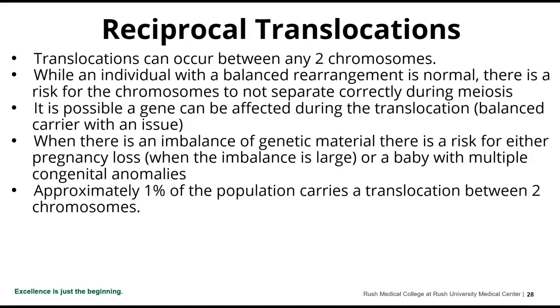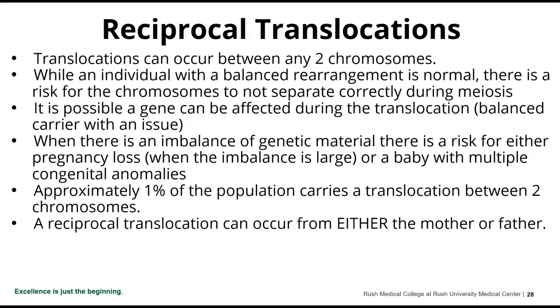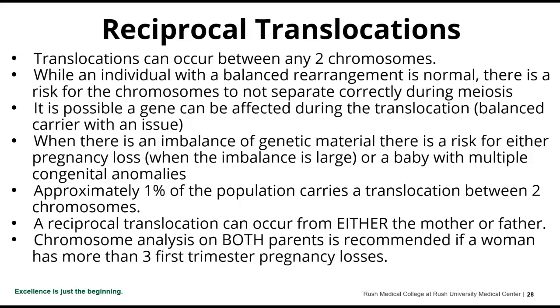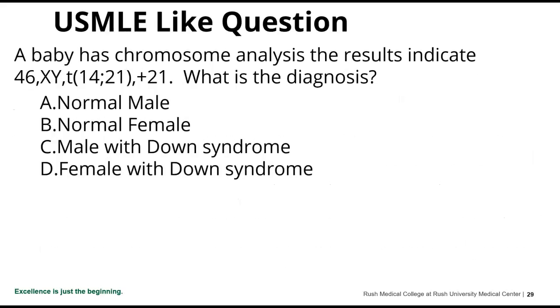Approximately 1% of the population carries a translocation between 2 chromosomes, and either a Robertsonian or a reciprocal translocation can come from mom or dad. So when we have a couple with multiple pregnancy losses, we need to look at the chromosomes of mom and dad. It's not just mom.